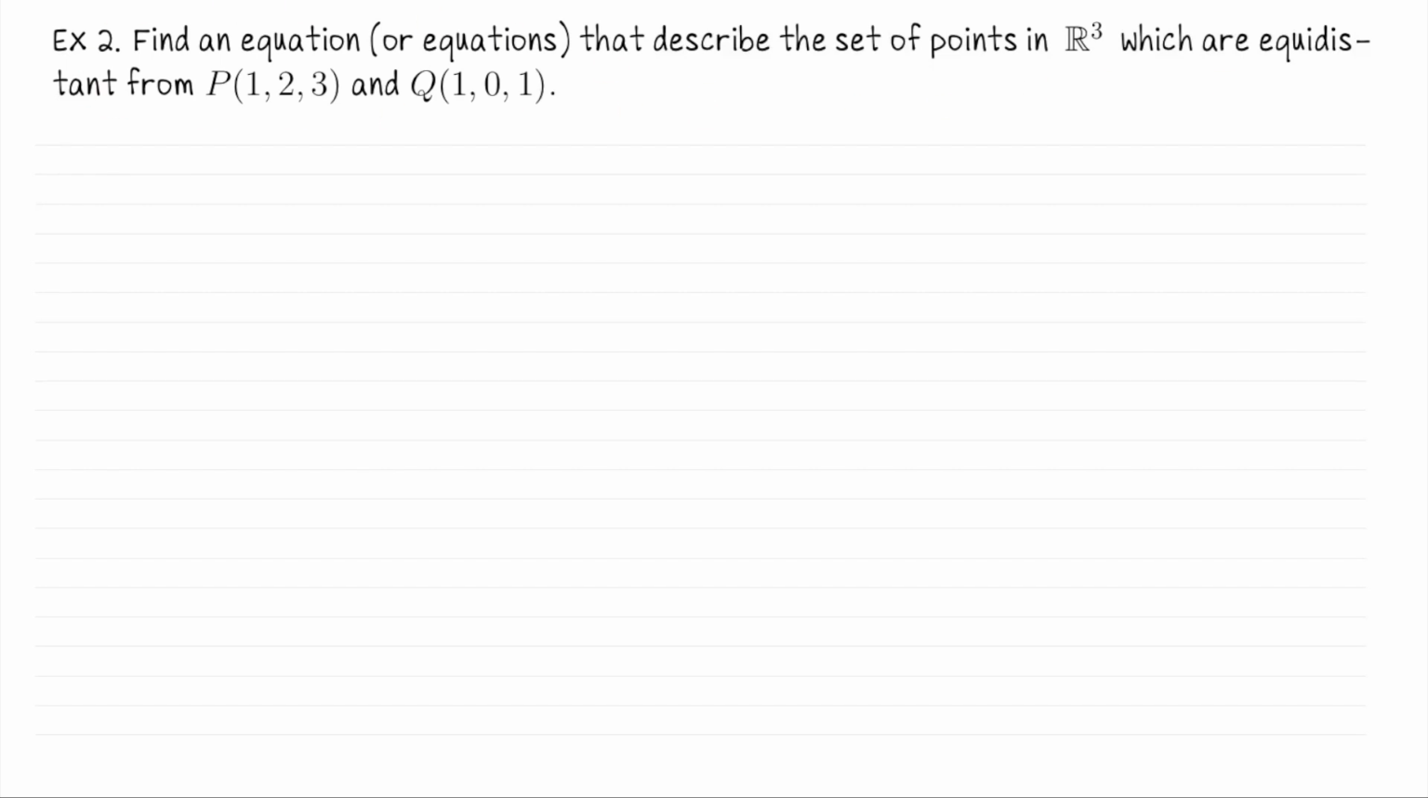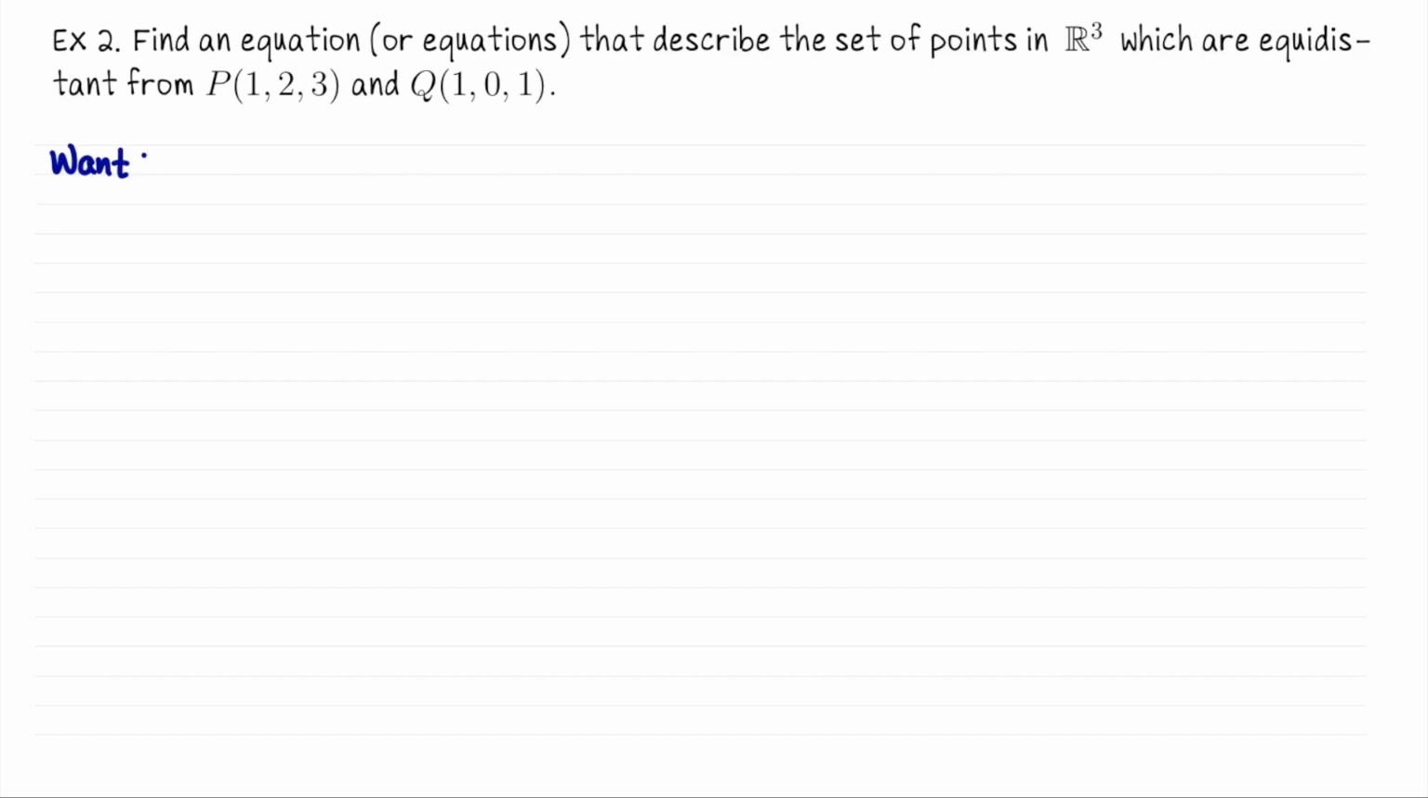Okay, let's set up and solve example 2. So we want to find an equation that describes the set of points in R3 which are equidistant, or the same distance, from the points P(1, 2, 3) and Q(1, 0, 1). After we've written down the equation, I have a picture for you just so you can visualize what's happening.